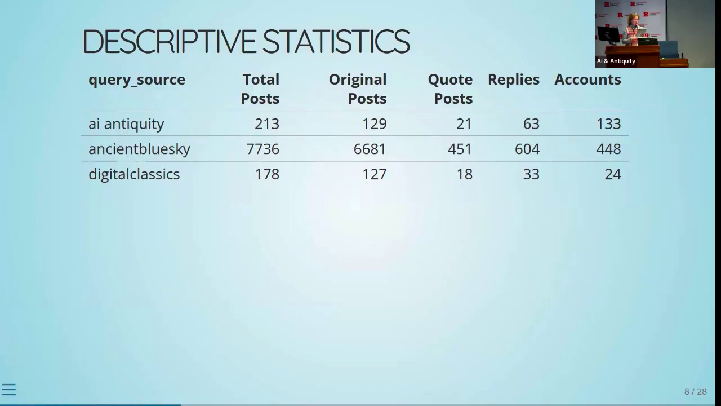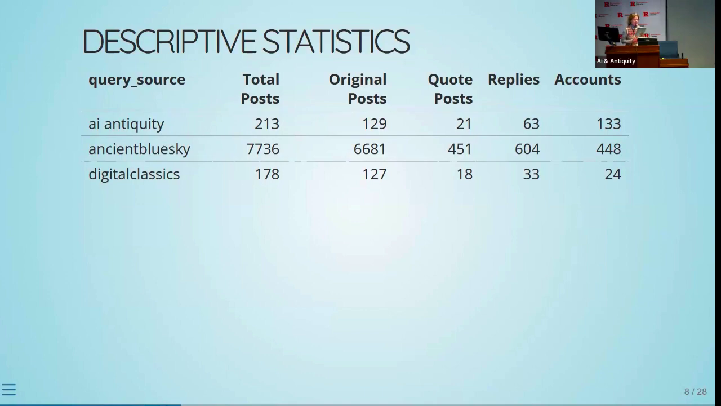And then digital classics and AI antiquity, you can see that they're much smaller communities. But with that said, they have a much more conversational character with higher percentages of replies as a percentage of the total posts. So digital classics, for example, is 19% replies, and AI antiquity is 30% replies, compared to ancient blue sky, which was only 8% replies.